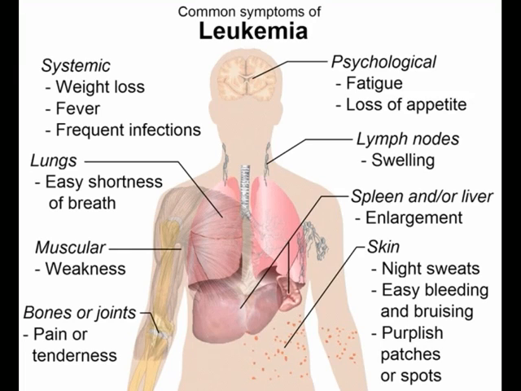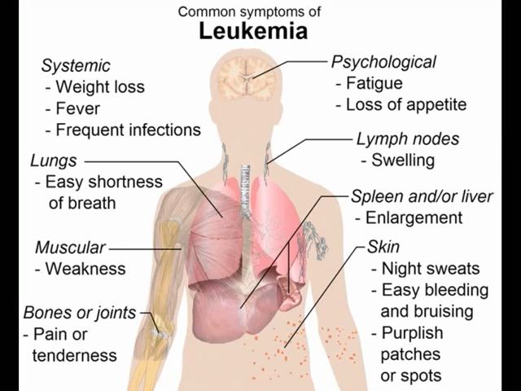Leukemia arises from having an overproduction of immature white blood cells in the body, and this will cause multiple problems with our patient. First of all, immature white blood cells are not able to fight infections. So we'll have infectious problems. We'll also have problems with having too many white blood cells on board here. So we see things like weight loss, fever, frequent infections.